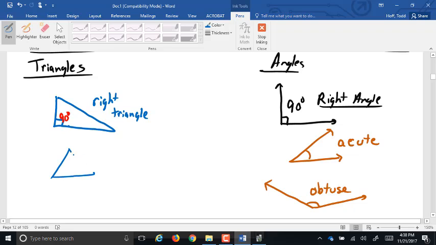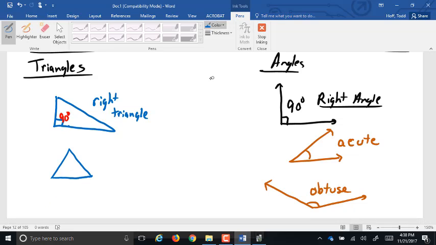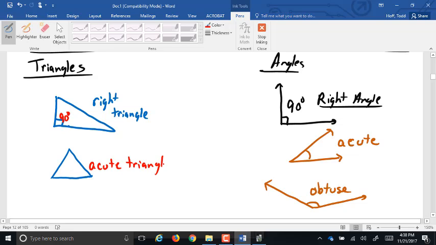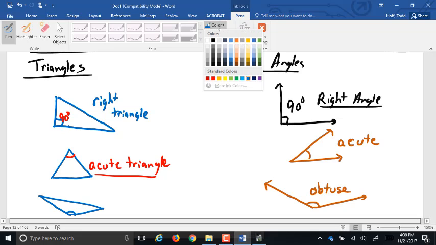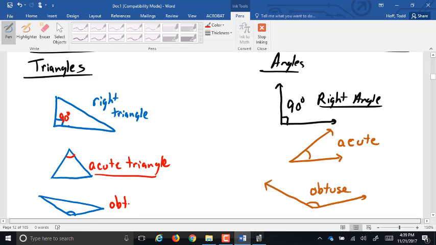We can have a triangle where all the angles are smaller than 90 degrees. That is called an acute triangle. Again, it goes off of the largest angle. The largest angle in this triangle, which is probably that one, is still smaller than 90 degrees. It's still acute. And then, of course, you might have a triangle where the largest angle is larger than 90. That would be called an obtuse triangle.